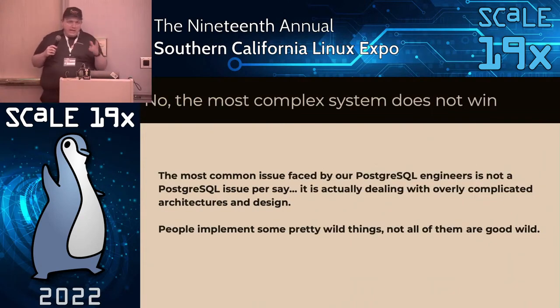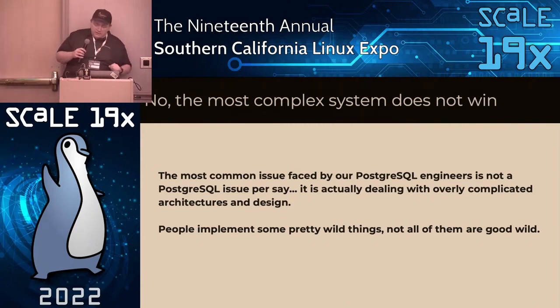And it really has this mentality that you have to realize that the complex system does not win. So if we're talking winning and losing, you don't get an award for the most complex system, although it is fun to come to conferences and go to the bar and tell everybody how complex your system is. It's a fun after-party activity. So people implement some pretty wild things out there. Not all of them are good.